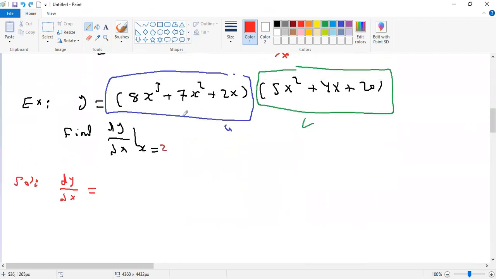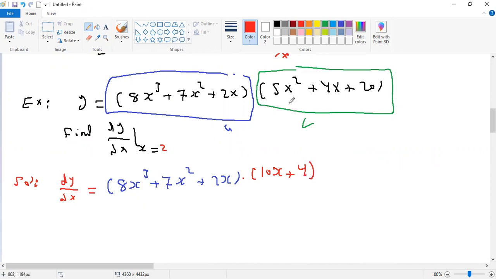So what is the u now? 8x cubed plus 7x squared plus 2x. Okay, so this is the u, times the derivative of v. So what is the derivative of this one? This is v, the derivative. The prime is 2 by 5 is 10, and minus 1, 10x, plus 4x, the derivative of 4x is 4 only, because the derivative of x is 1 and the constant is 0. So this is the derivative.